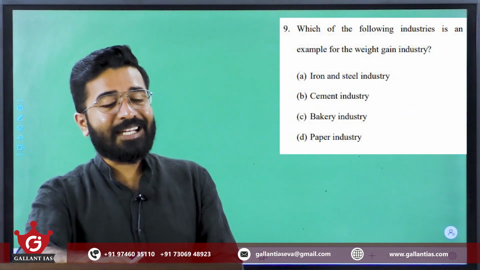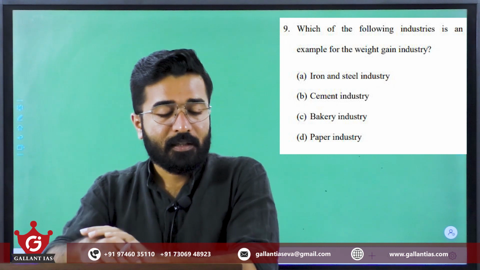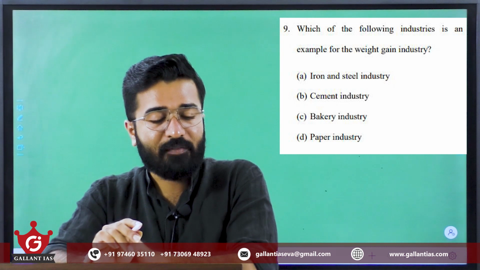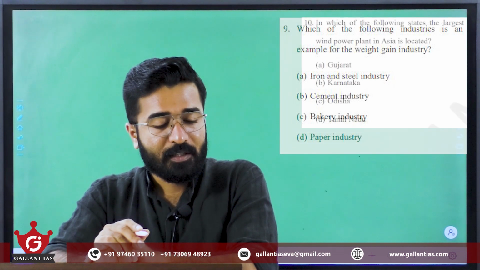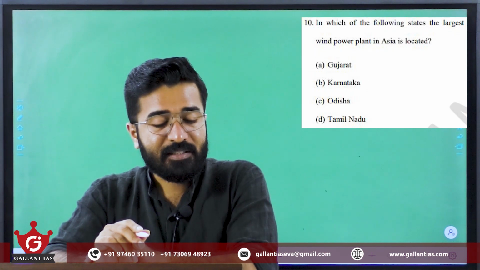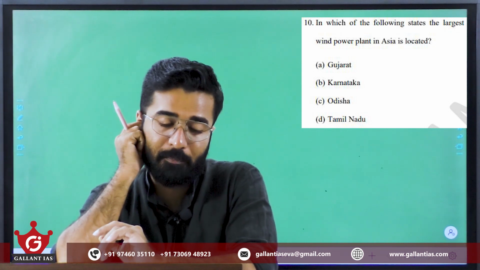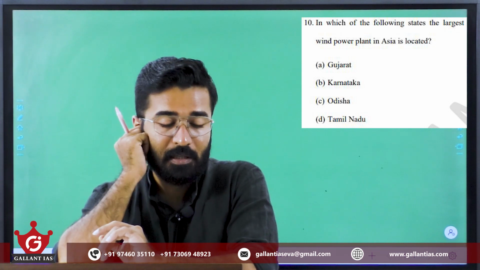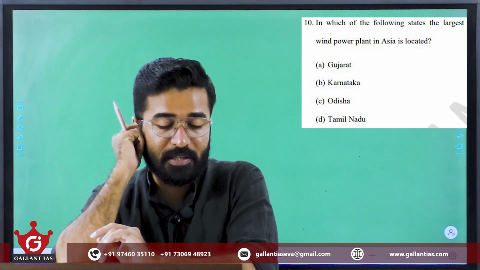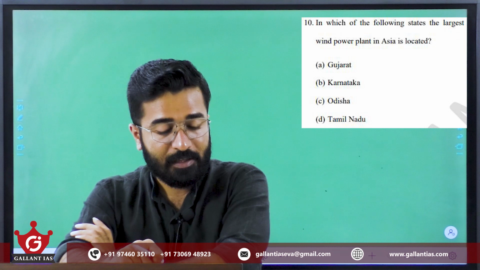Which of the following industries is an example of weight gain industry? Okay, so bakery industry is actually the weight gain industry here. 10th question, in which of the following states is the largest wind power plant in Asia located? It's just a factual question. There is Okha and Lamba wind power plant in Gujarat. So that's the largest wind power plant in Asia currently.